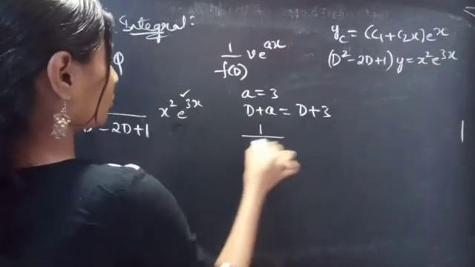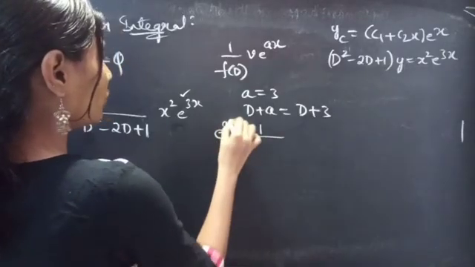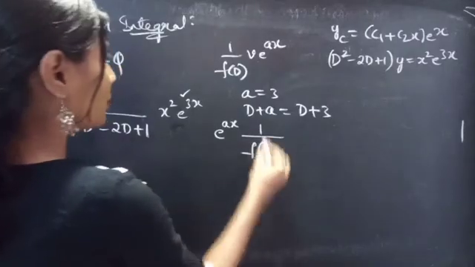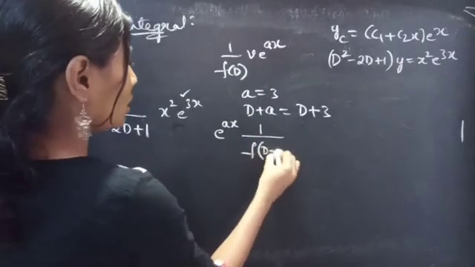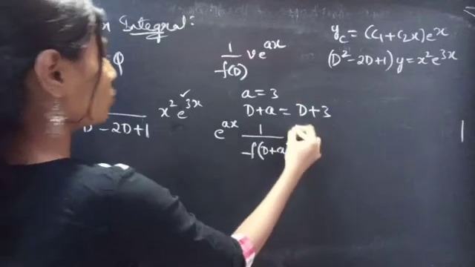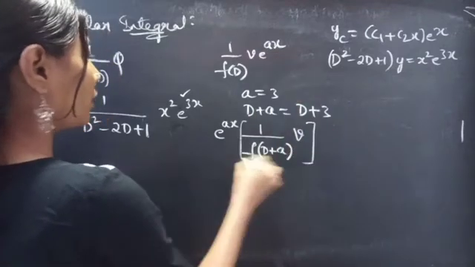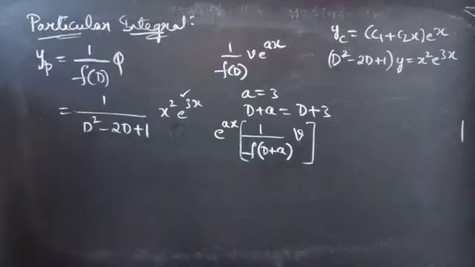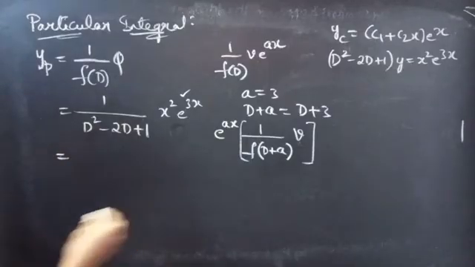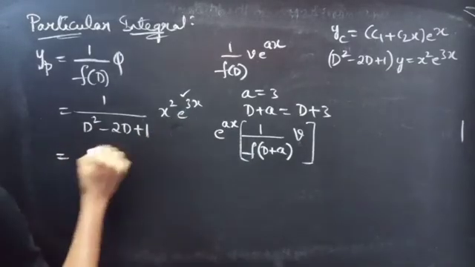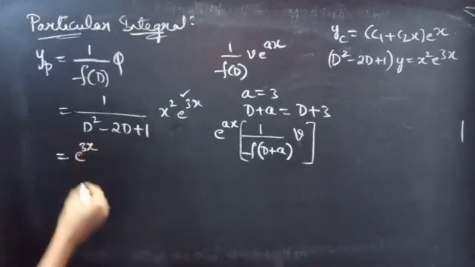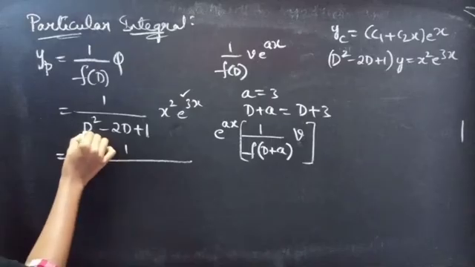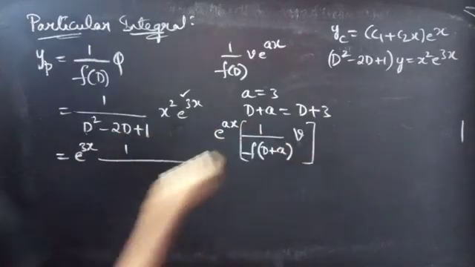Simply, we'll replace e power ax towards left by replacing d with d plus a in v. Later, we can operate v with 1 by f of d plus a. Okay, fine. Now, just shift e power 3x towards left into 1 by, replacing this d with d plus 3.